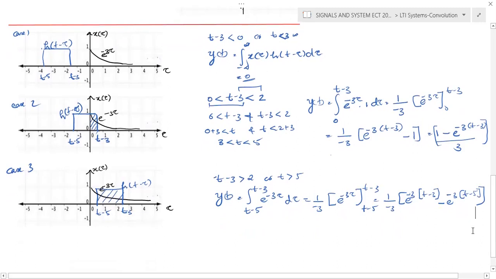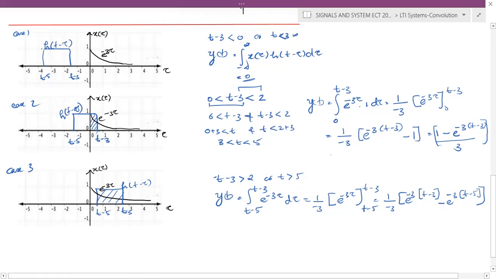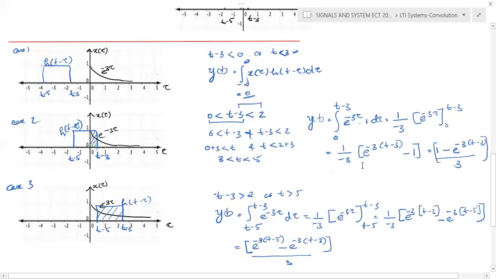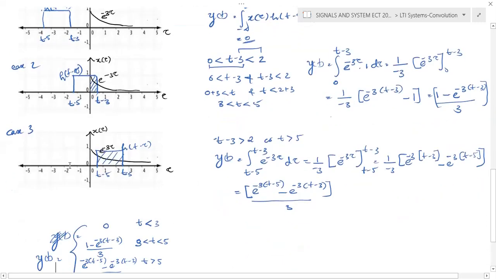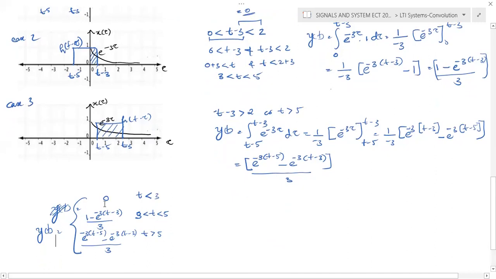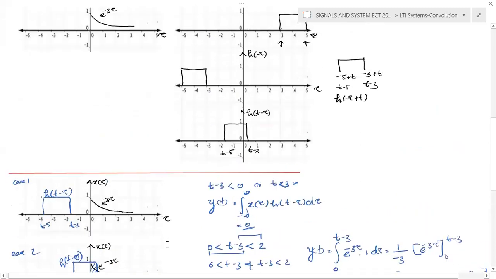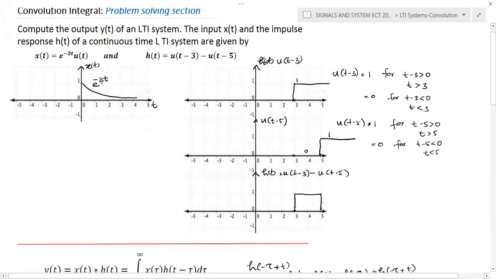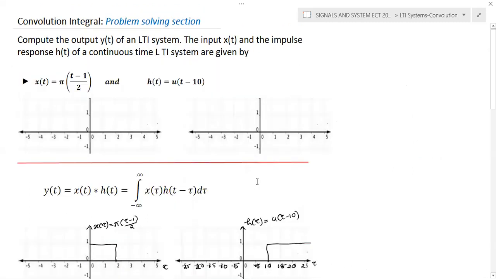Now you can substitute these values into the equation. We can simplify the equation and conclude that y of t is equal to 0 for t less than 0, and between 3 and 5 we can use the equation 1 minus e raised to minus 3 times (t minus 3) by 3, and for the last case, you can write this equation for t greater than 5. Okay, so this is the answer for the question, e raised to minus 3t into u of t, and for this particular part. Now we can discuss another question.